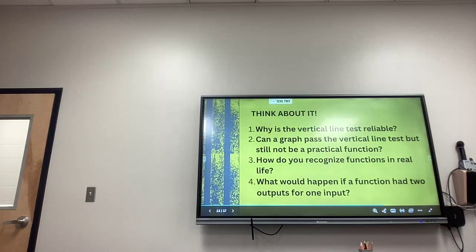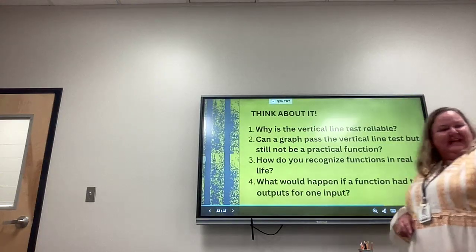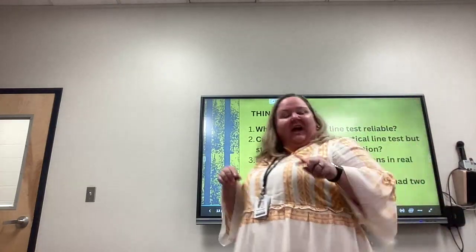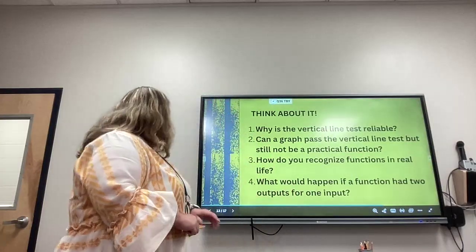What would happen if a function had two outputs for one input? It's still a function, isn't it? No. Two outputs for one input. Think of the mapping. One number, two numbers. It's not a function. Very good. And that's a good representation, that visual look there.